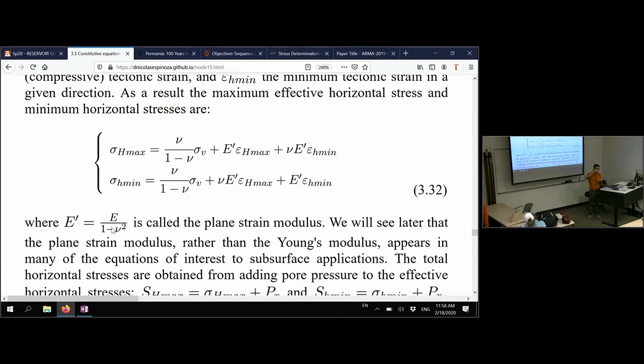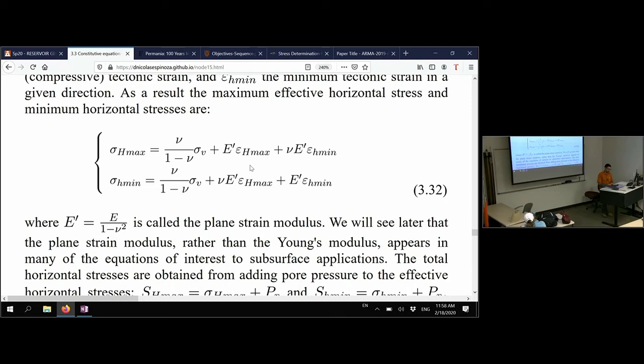This plane strain modulus is for a case in which you compress in one direction, but you do not let the solid deform in one direction, but you do let it deform in the other one. And that's a different one. In general, the lowest is Young's modulus, then plane strain modulus, and then constrained modulus. And so it's just to make the equations a little bit easier.